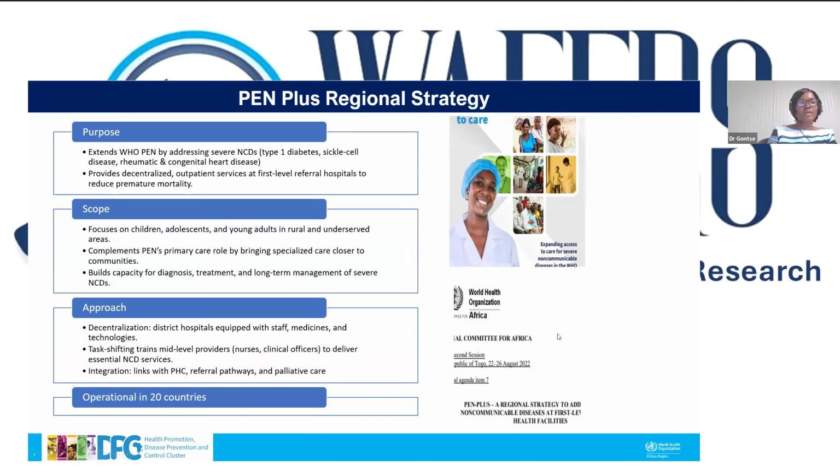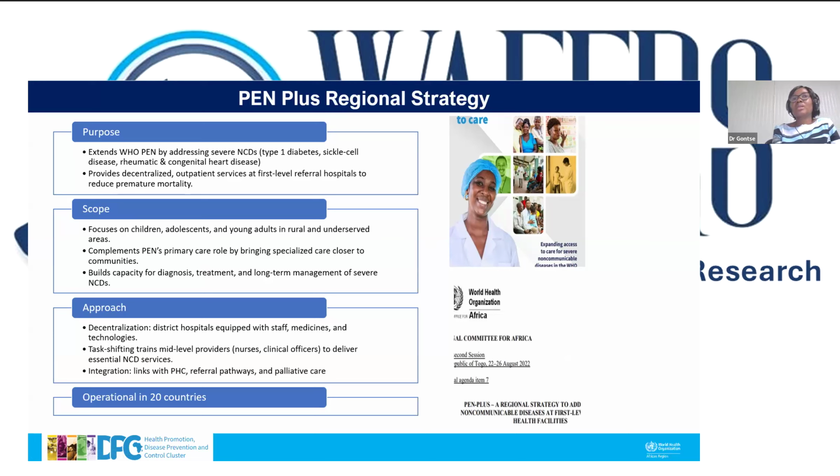And then we also have the PEN Plus. The PEN Plus is a regional strategy. This one is specific for the Afro region, and it extends the WHO PEN by addressing severe NCDs, for example, type 1 diabetes, sickle cell disease, rheumatic and congenital heart disease. And it provides decentralized outpatient services at first-level referral hospitals. And the main focus is on children, adolescents, and young adults in rural and underserved areas.